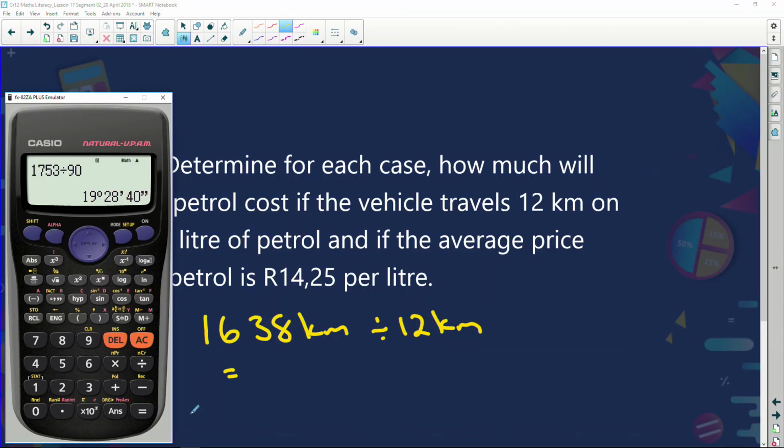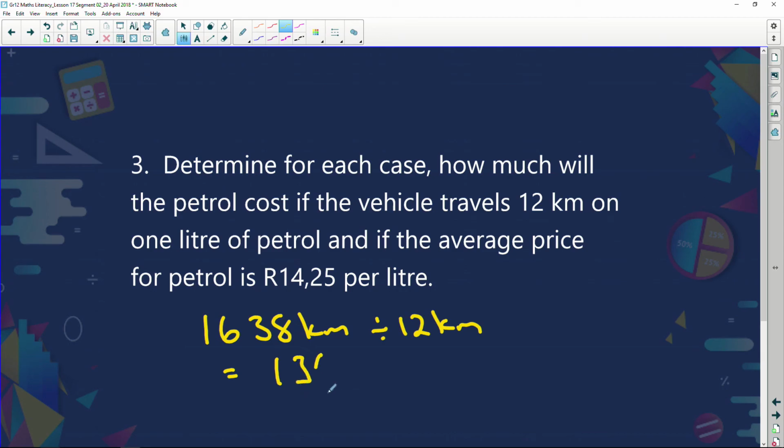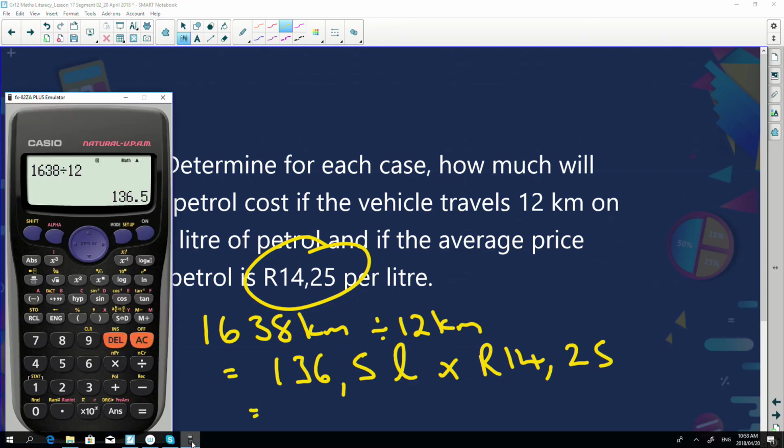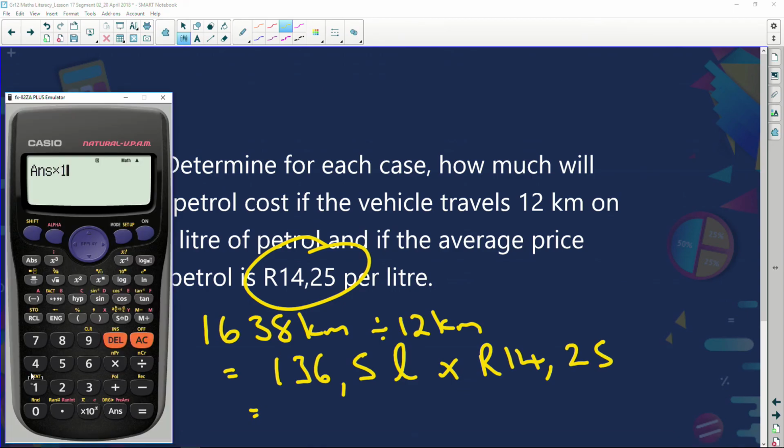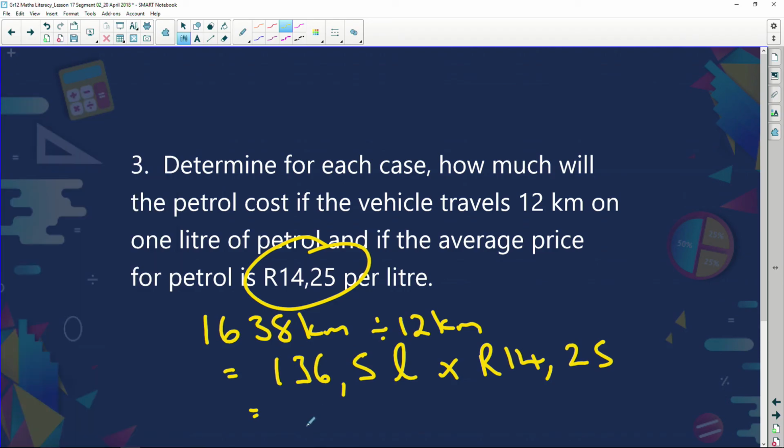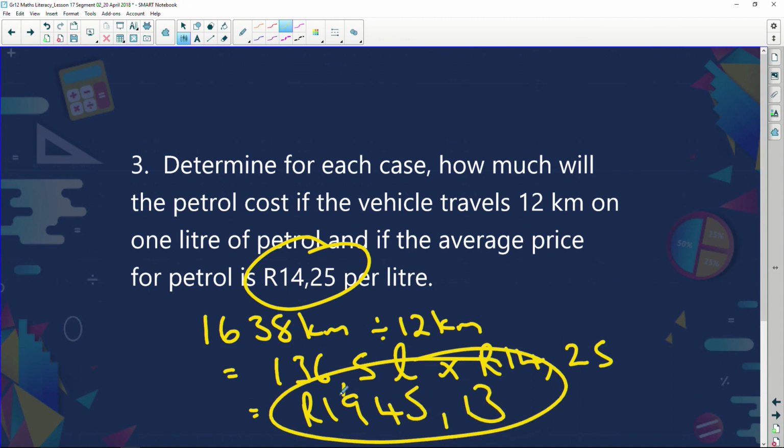So let's do that. I'm going to take 1,638 and divide it by 12, and I land up that I need 136.5 liters of petrol. Each liter of petrol costs me 14 Rand 25. So we've got this answer on our calculator, and we're going to multiply it now by 14 Rand 25, and I land up with this phenomenal answer of 1,945 Rand and 13 cents.